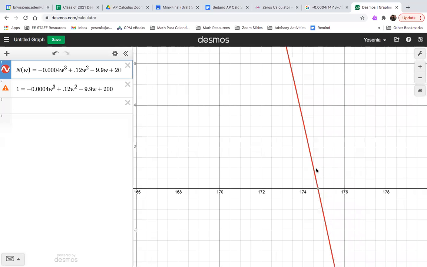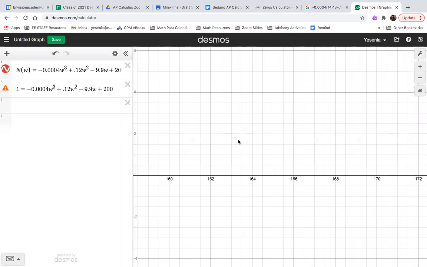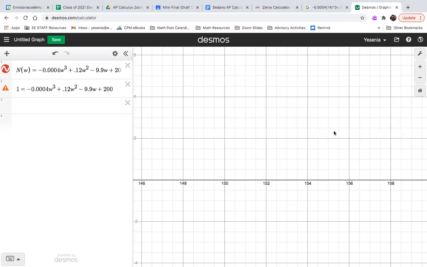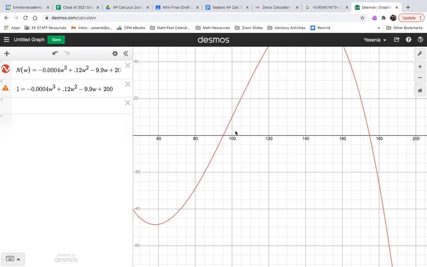Let me know if anyone has another method. I know there were other methods. I just want to see if you mention it. Then you said the line crosses at 100 comma 1. Does it? Where? Let me zoom out. So at 100, this is what's happening. It's 100 comma 10 actually.